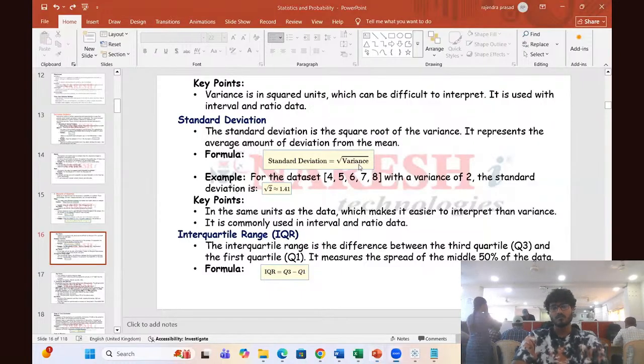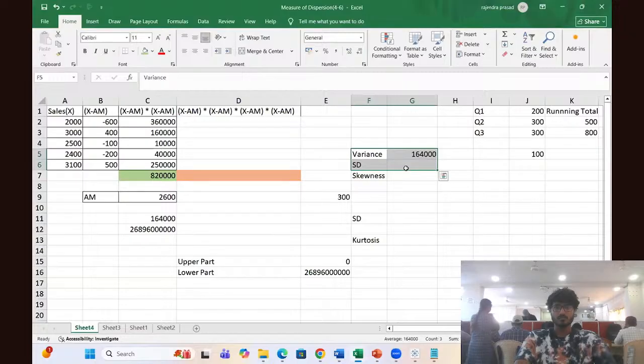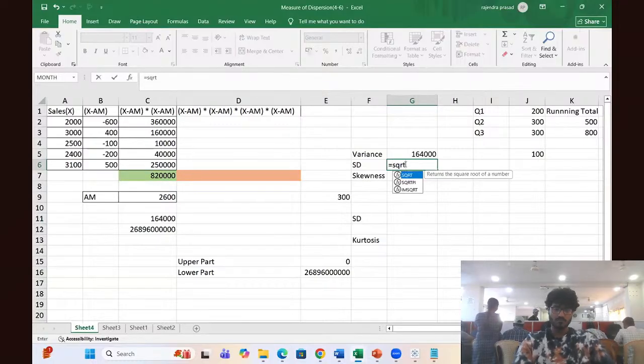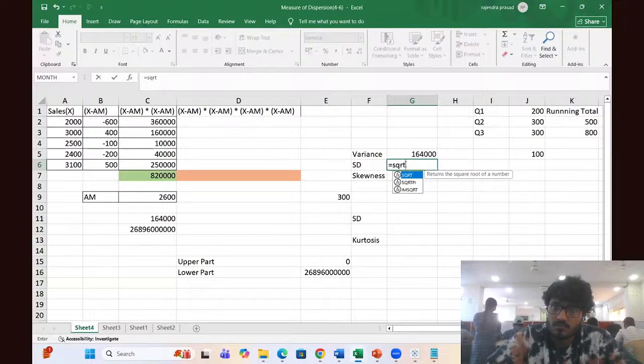See, go to the example that we have here. So what is the standard deviation? Square root. In Excel, you have a function called sqrt. Even in NumPy you see the same function sqrt. Pandas, SQL, any programming language, to find the square root the function name is sqrt only. Square root of what? 1,64,000.